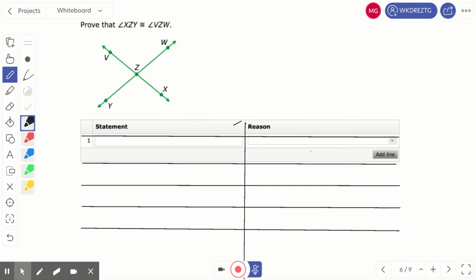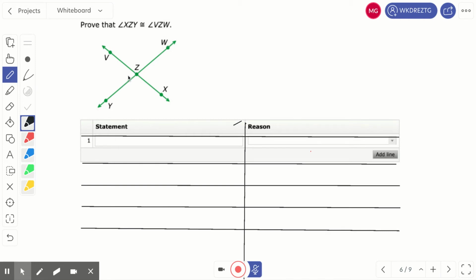Hello. So, in many of the classes, we did not have time to properly go through this proof. So, I just wanted to sit here and take the time to do it right. So, let's take a look. We need to prove that angle XZY is congruent to VZW.